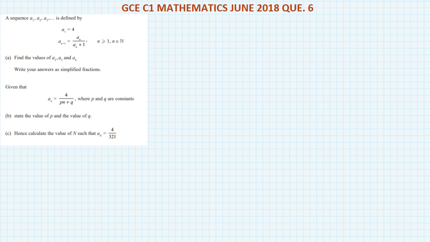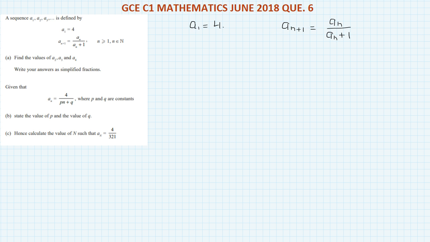Our next question for June 18: a sequence A1, A2, A3 is defined by A1 is equal to 4, A(n+1) is equal to An over An plus 1, where n is greater than 1 and a natural number. Find A2, A3, A4 and write your answer as simplified. This is a very easy question. You only have to put the value.